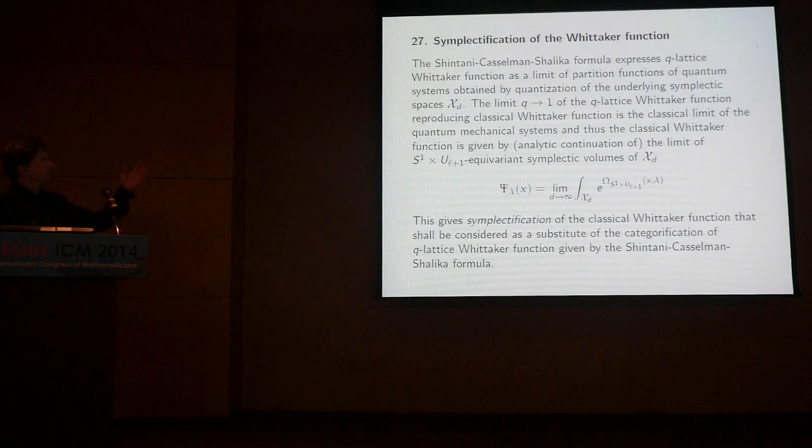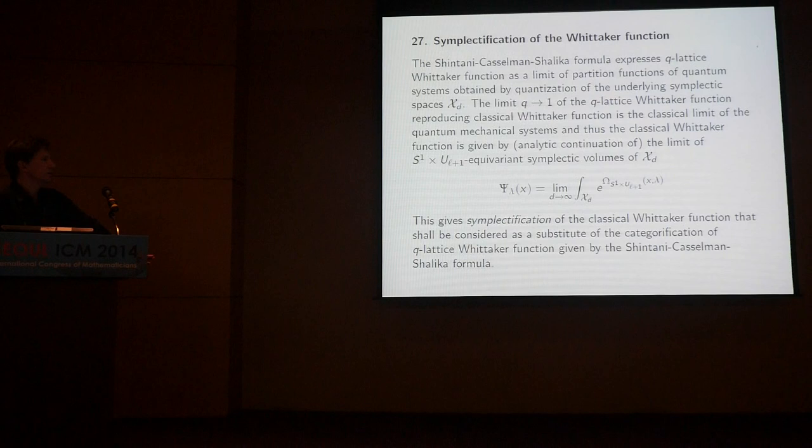The simple remark is that the Shintani-Casselman-Shalika formula defines the Whittaker function as a limit of partition functions of quantum systems obtained by quantization of the underlying symplectic spaces. So the limit q to 1 actually reproduces the classical Whittaker function as the classical limit of the quantum mechanical system, which implies that it is given by some analytic continuation of the limit of the equivariant symplectic volume. We know that the partition function in the classical limit is, more or less, the symplectic volume of the phase space. And equivariant means that you can control the dependence on the Hamiltonian. So this formula gives you a simplification of the classical Whittaker function that should be considered as a substitute for the categorification of the q-lattice Whittaker function given by the Shintani-Casselman-Shalika formula.